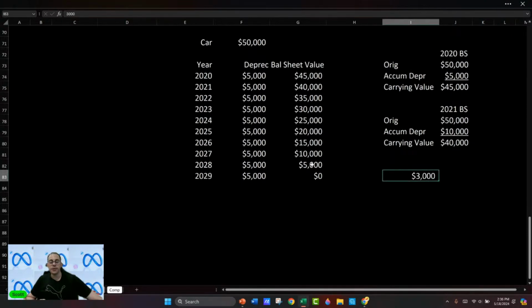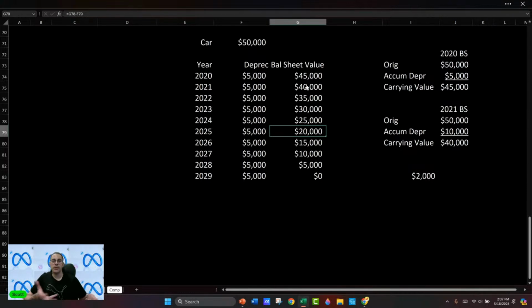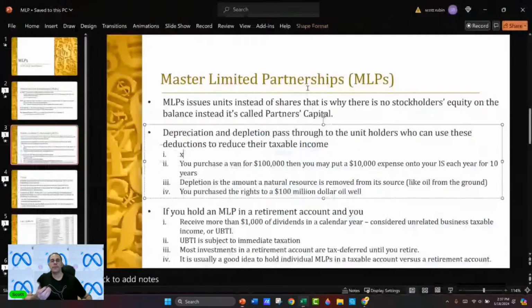But if it's 2028, right? If it's 2028, the book value is $5,000. If you sell it in 2028, then you can pass through a loss, a deduction of $2,000. I mean, if you sold it in 2025, you can get a big deduction, but you don't really buy assets to sell at a deduction. It's kind of like if you have to sell, you have to sell it.